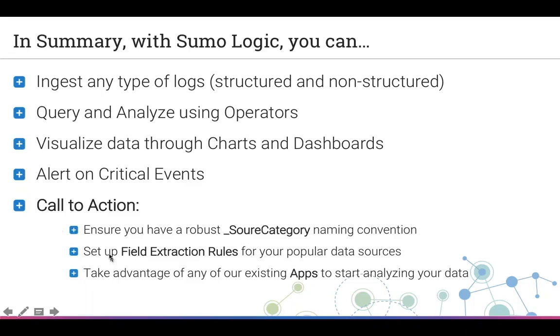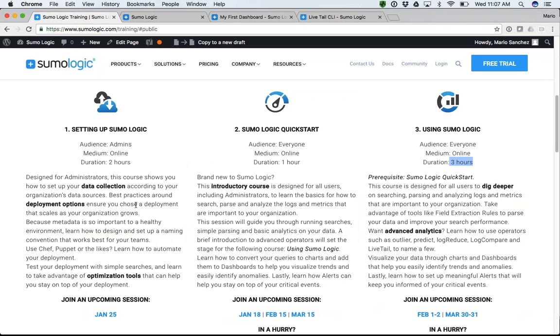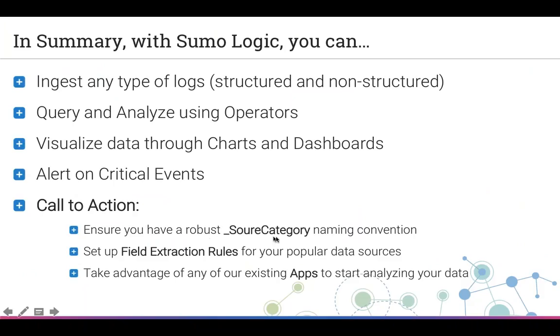The first one is, work with your administrator. Make sure that they have a robust source category naming convention. If they don't, talk to them about perhaps joining that other webinar that we talked about. If you're the administrator, for sure join it. If not, make sure that they come to this webinar called Setting Up Sumo Logic. That's going to help them build that source category naming convention they need.